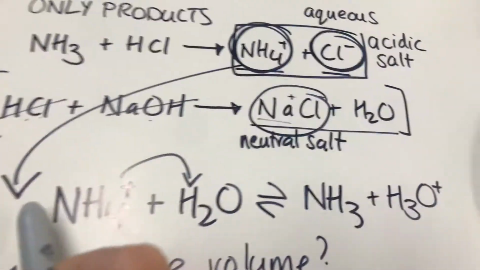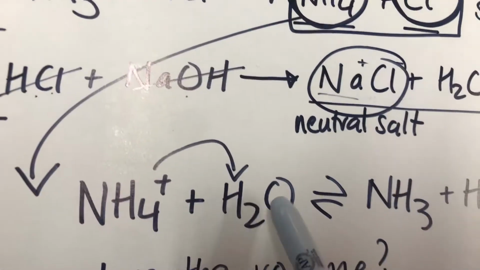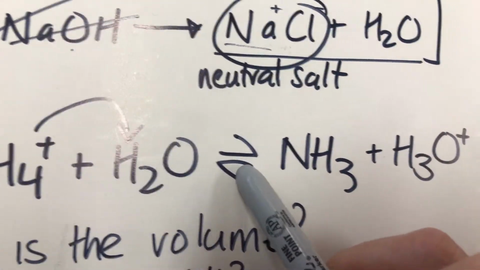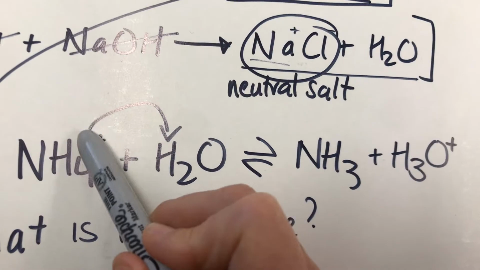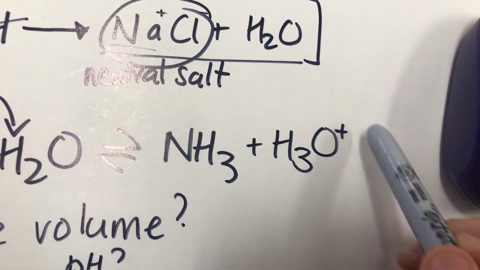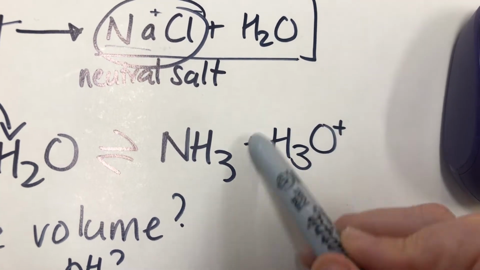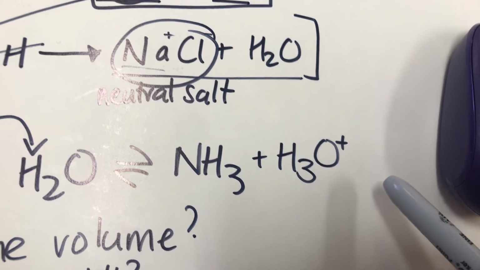So let's go down here and write an equation for that. Here's our ammonium ion plus our H2O, equilibrium arrow, this is a weak acid, and we get the proton being donated to water, and here are our products. H3O plus, which makes us pretty confident that we've got our acidic salt, so that's great.